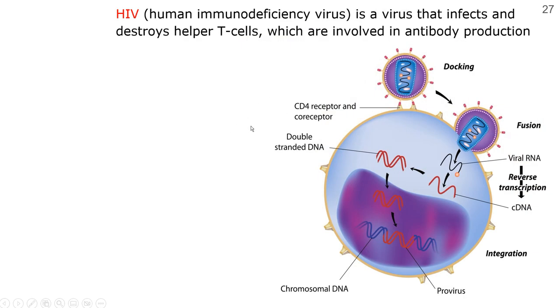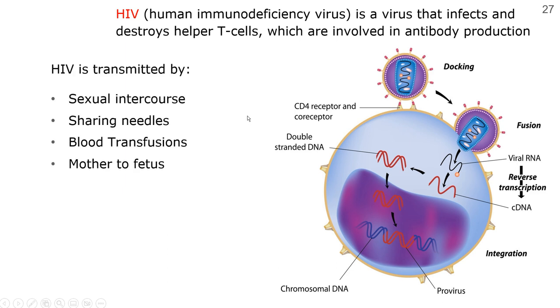So HIV is a virus that infects those helper T cells, which are involved in the activation of that antibody production. So HIV is considered to be a sexually transmitted disease, but it can be transmitted really through any trading of bodily fluid, or like significant amounts, right? So things like sharing needles or blood transfusions. There's also transmission from mothers to fetus, right?